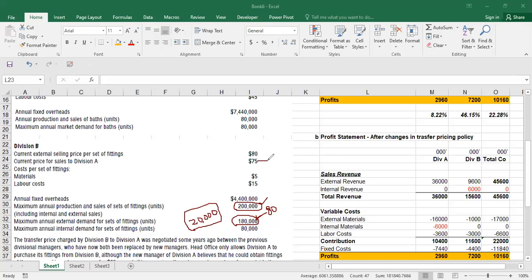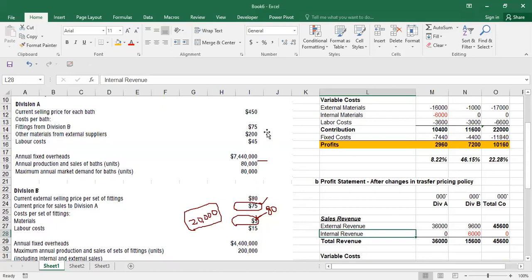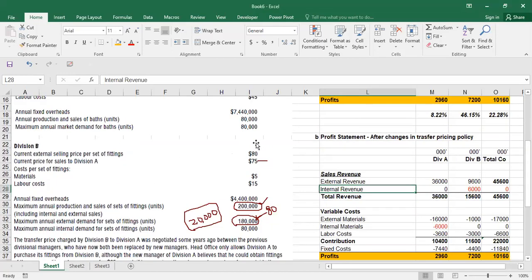No, sir. How much should division A be buying? Sir, marginal cost plus opportunity cost. Maybe division A will say, I'm getting it for $65 from outside. Yeah. This is what the division A manager said. He said that I can buy from outside. So whatever I'm buying from outside for $65, you also give me for $65. This is what you should be doing.